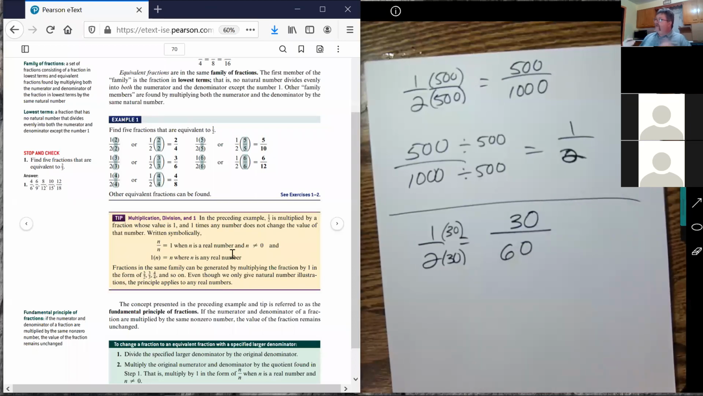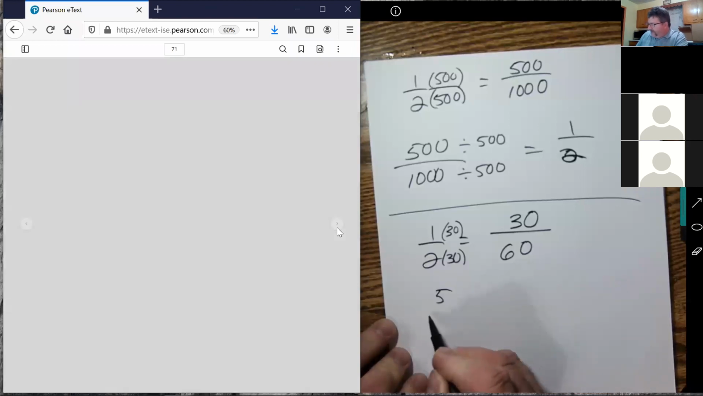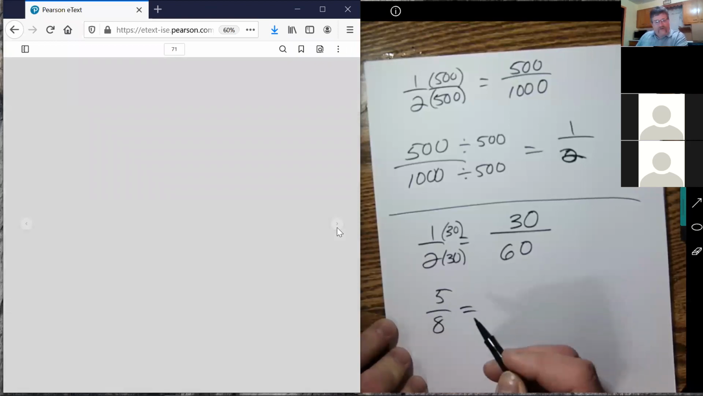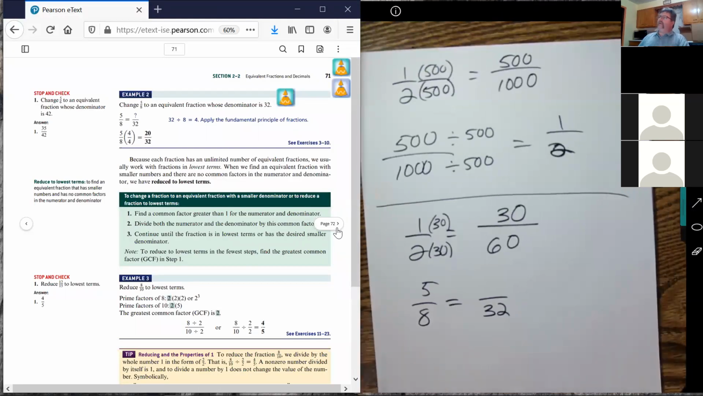All right, so as we create these equivalent fractions, sometimes that denominator is going to be known, or we're going to say, aha, this is a denominator I want. How do I get there? Well, I'm going to multiply by some number to get there. Okay, example 2 is going to do just that here on the next page. It says take 5/8 and work your magic and give me a denominator of 32. Well, you got to figure it out.